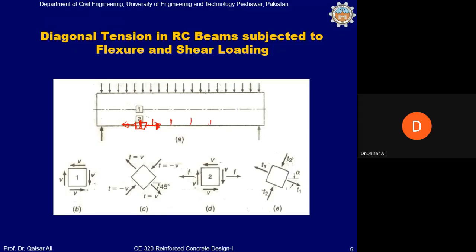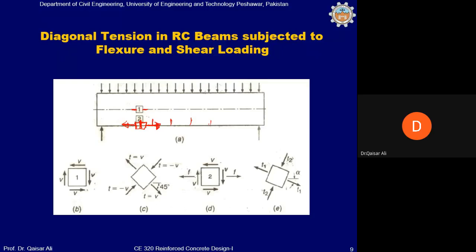The normal stresses will be zero, but I am talking about the principal stresses. You are right that, because this element is at the mid depth, there will be no tensile stresses and no compressive stresses on element 1, which are normal stresses. Okay, but I am talking about the principal stresses.